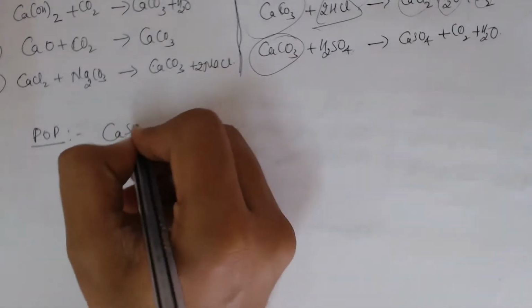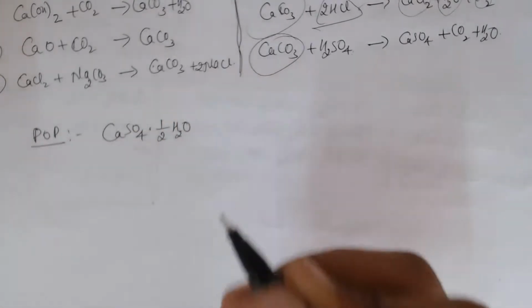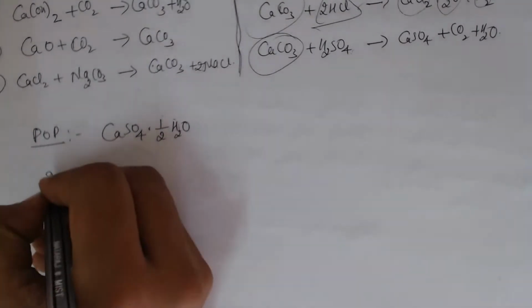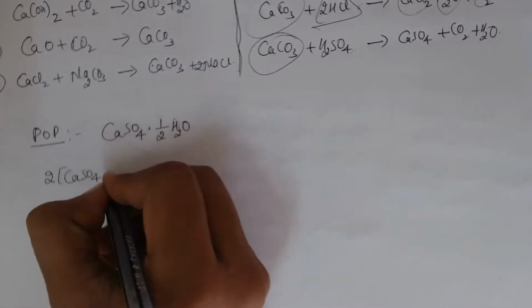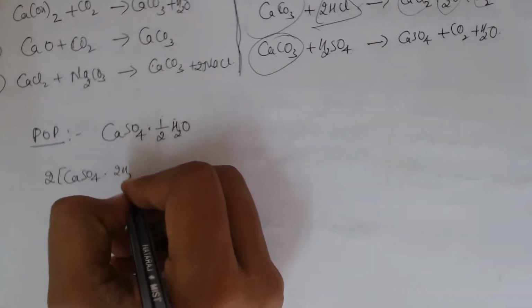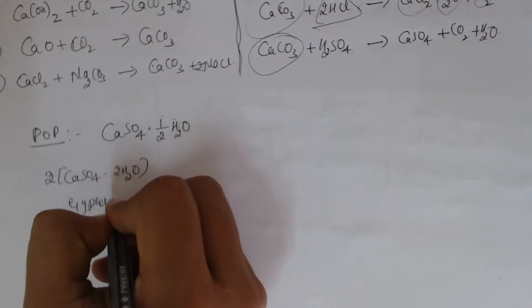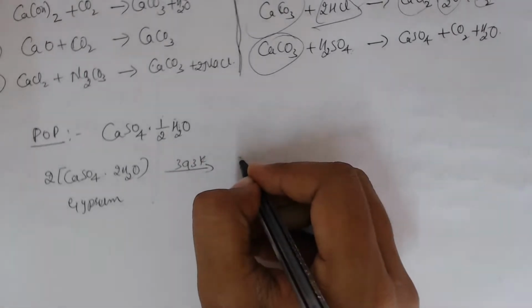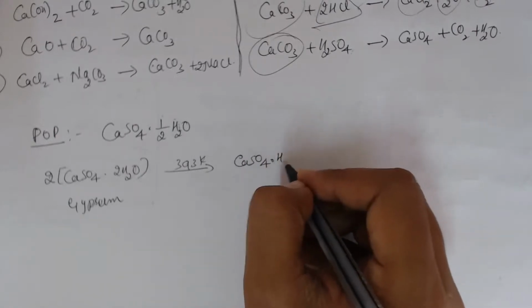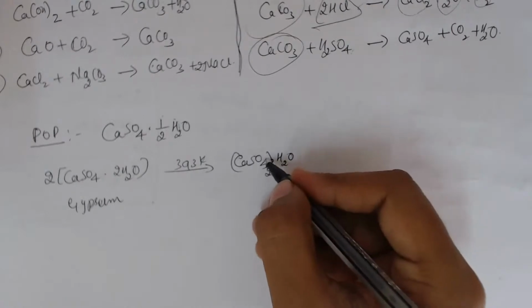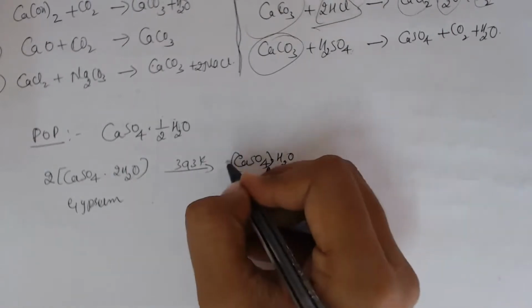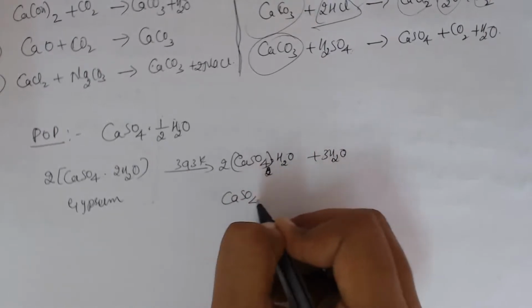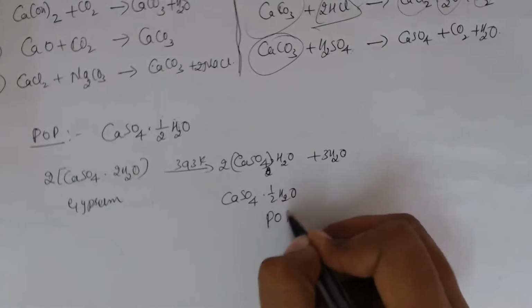Next one is very important, plaster of Paris. Its formula is CaSO4·½H2O, a hydrated salt of calcium sulfate. How is it prepared? 2 moles of CaSO4·2H2O, that is gypsum, is heated up to 393 Kelvin. It loses water molecules and forms 2CaSO4·H2O plus 3H2O. If you divide this, you get CaSO4·½H2O. This is called plaster of Paris.